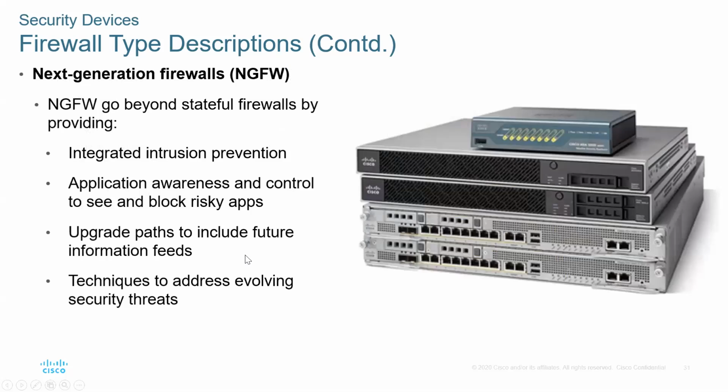A lot of what we see are these next generation firewalls, and so they go beyond that network or that stateful understanding. They have integrated intrusion detection. You used to have separate devices that would be monitoring and looking for intrusion detection. They also have application awareness, so you can block risky apps for your users. There's different upgrade paths to include future information needs and techniques to address evolving security threats. So there's a lot of next generation style firewalls out here. Obviously, being a Cisco class, they're going to talk about their ASAs, but there's lots of other vendors out there that have next generation firewalls.